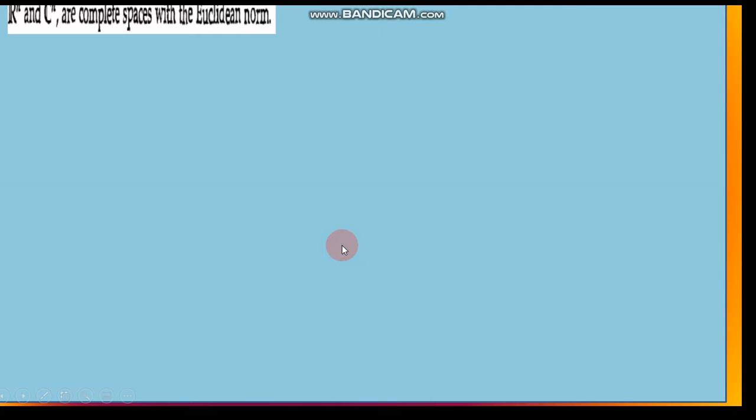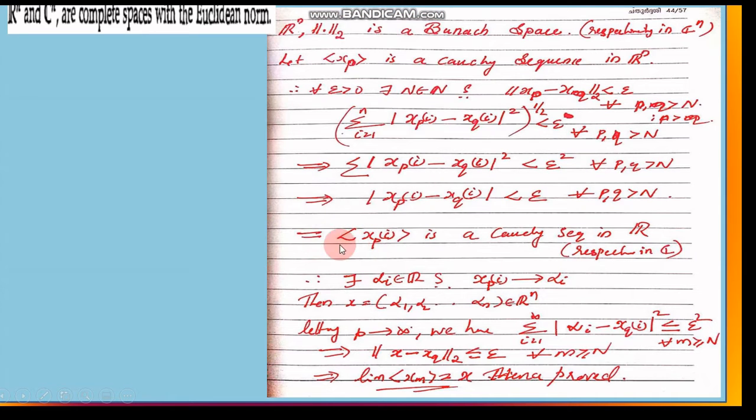Okay, next. R^n and C^n are complete spaces with the Euclidean norm. That is what we are going to prove. Euclidean norm, you know that it is norm 2, right? So we have to show that it is a Banach space. Similarly for C^n. Let x_p be a Cauchy sequence in R^n.